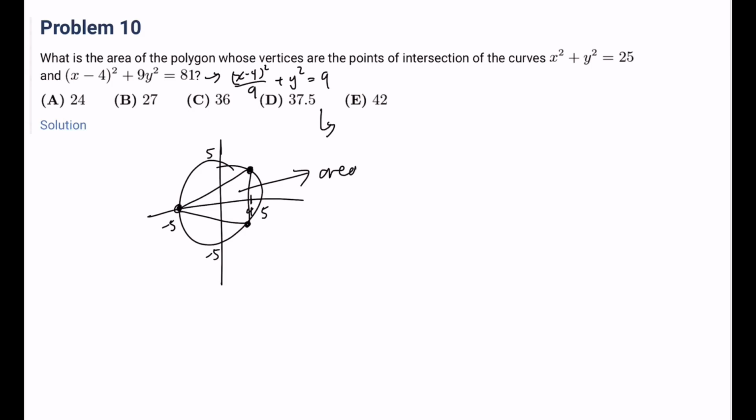So the area is just going to be this length, which is 5 to 4, which is 9, times this length times half. So since this whole thing is 6, that means it's 6 times 1/2. This gives us 27. So 27 is our answer.